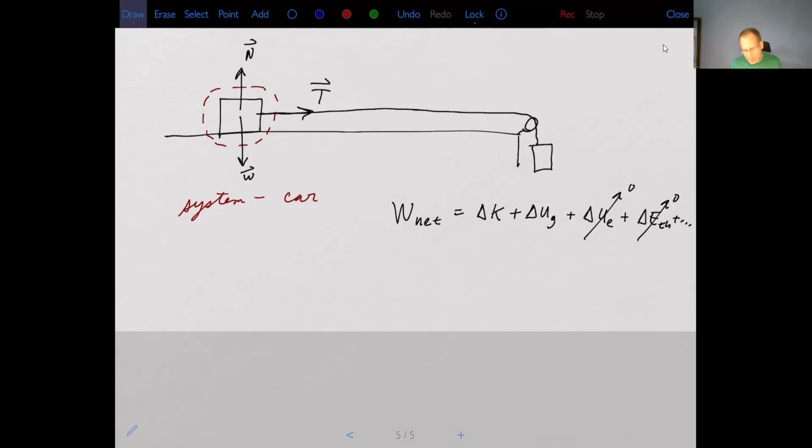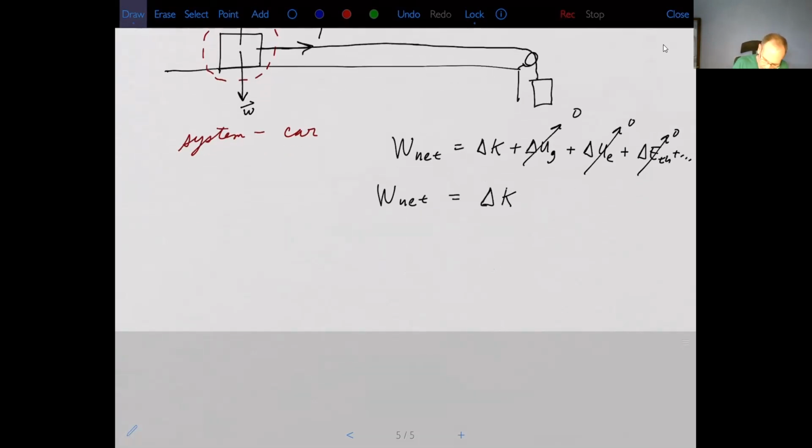It's not going up or down the track, and plus we're just considering the car by itself, so there's no change in gravitational potential energy. So again, we can say that the net work done has to equal the change in kinetic energy. So that's similar to before. So in this case, the net work done is going to be equal to 1/2 mv final squared minus 1/2 mv initial squared.